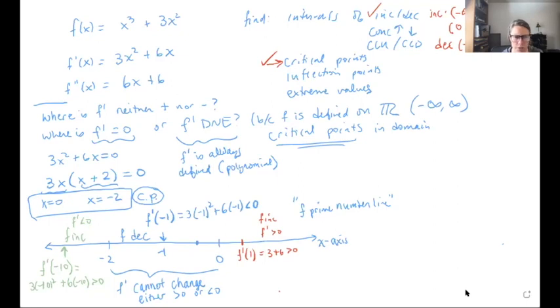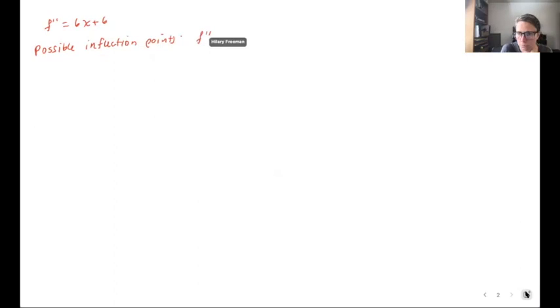Okay, so what's our second derivative? 6x plus 6. We need to remember that. So f double prime was 6x plus 6. Okay, so let's find our possible points of inflection. Possible inflection points. And we're going to do the same thing we did before. With the first derivative, we asked whether that was 0 or undefined. So here we're going to ask, where is the second derivative 0 or undefined? Okay, so the second derivative would be 0 when we take 6x plus 6 and set that equal to 0.